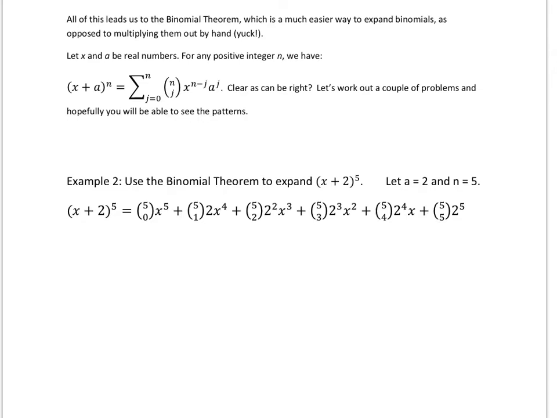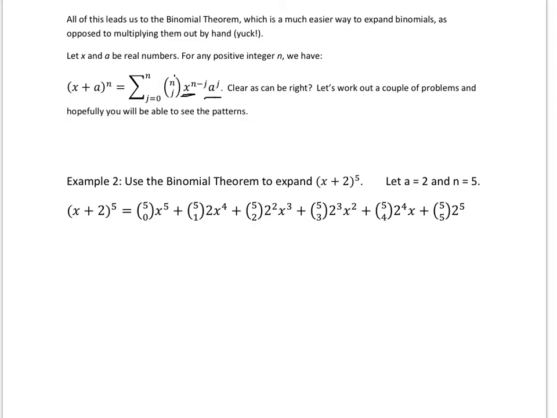All right, so all of this stuff leads us up to the binomial theorem, which is a much easier way to expand binomials as opposed to multiplying them out by hand. All right, so now we're going to let x and a be real numbers. For any positive integer n, we have x plus a to the nth equals, okay, remember our summation. So we go from 0 to n of n choose j, and then this is just a formal definition for what we figured out before.